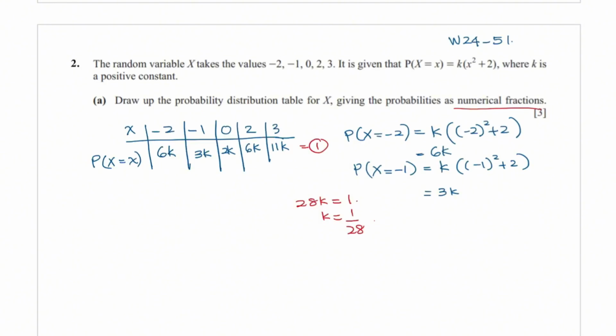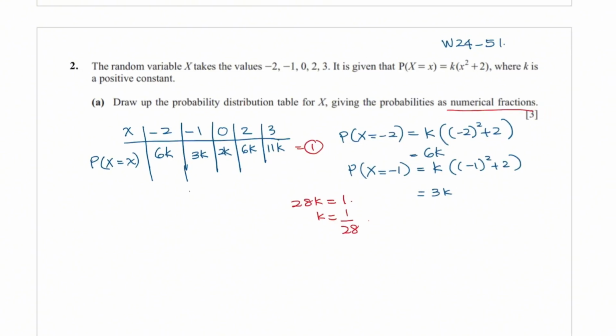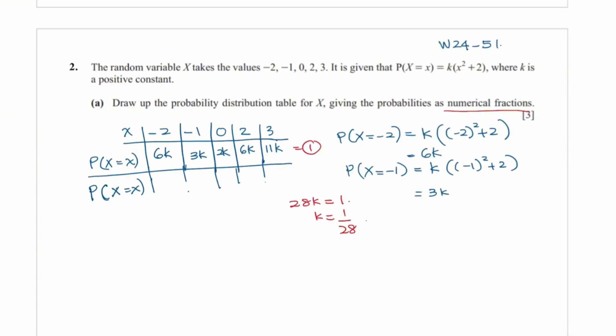Now if I write all these probabilities as numerical fractions, I'll extend the bottom. Okay, now my probability of x equals x would be 6 times 1 over 28. That's just 6 over 28. And then this is 3 over 28. And then this is 2 over 28. 6 over 28. And 11 over 28. Done. Alright, and how do I get marks on this?